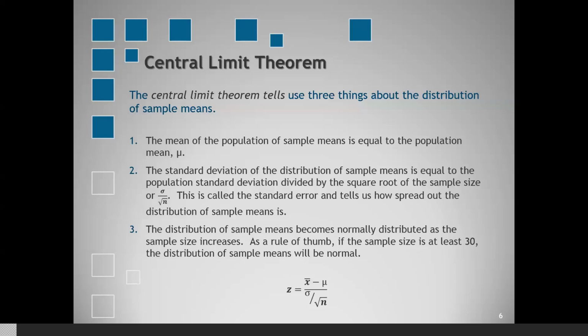Finally, the distribution of sample means becomes normally distributed as the sample size increases. As a rule of thumb, if the sample size is at least 30, the distribution of sample means will be normal. With the central limit theorem, we can now calculate a z-score for samples. The z-score formula for finding the probability of selecting a random sample is the sample mean minus the population mean divided by the population standard deviation divided by the square root of n. Once we obtain a z-score for a statistic, we can go to Excel to calculate the p-value of randomly drawing that sample from a population.